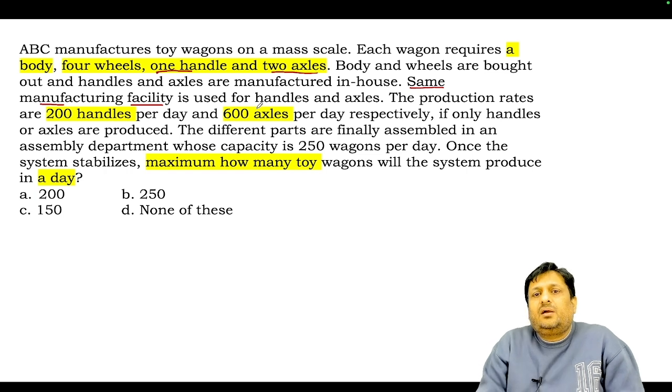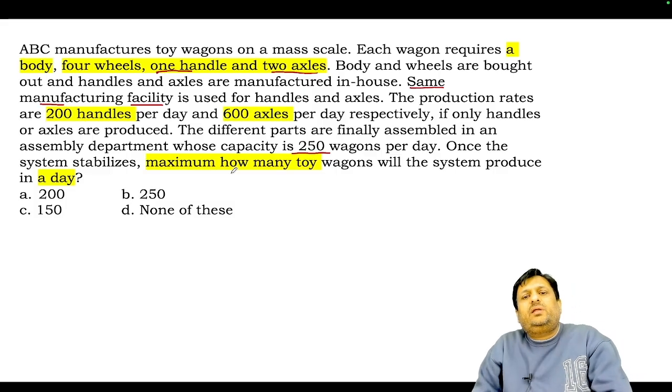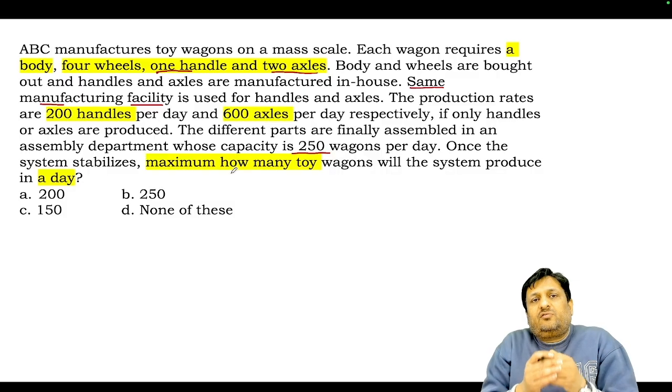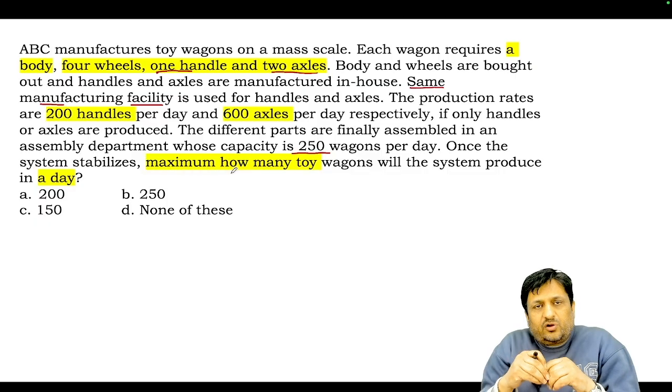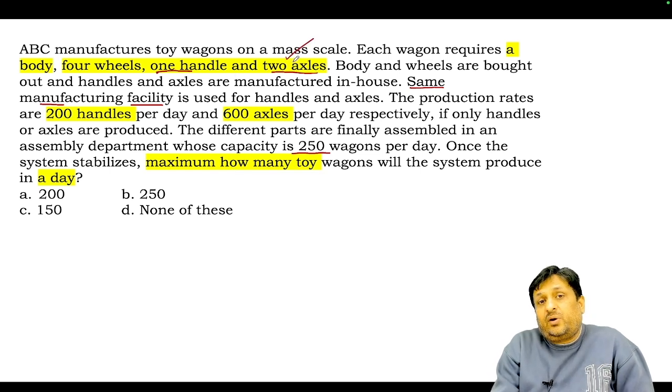Now, the question is, if the overall capacity of the assembling is 250 wagons per day, maximum how many toy wagons will the system produce in a day? So we have to find the maximum number of toy wagons that can be made in a day. We don't require the body or the 4 wheels, we have enough of them because we bought them from outside. We have to produce handles and axles. Remember, each toy wagon requires 2 axles for every one handle.